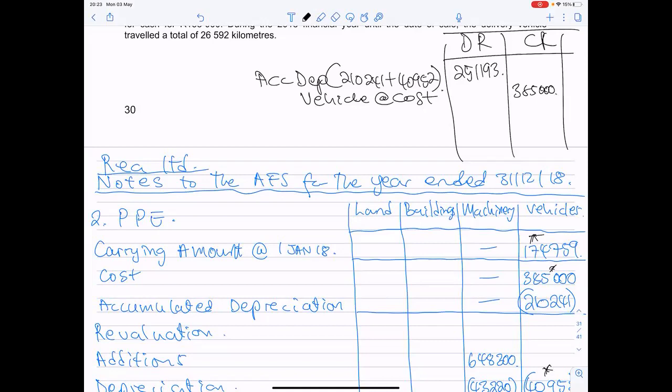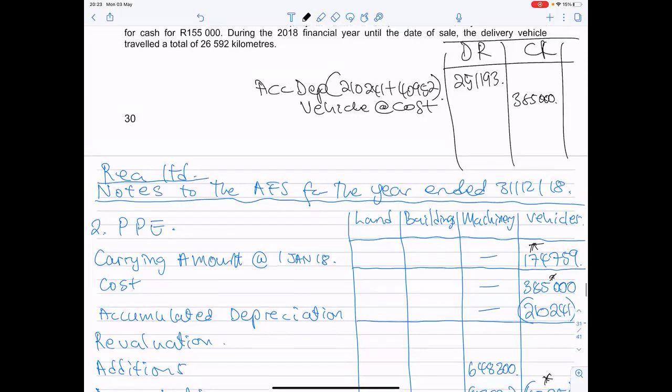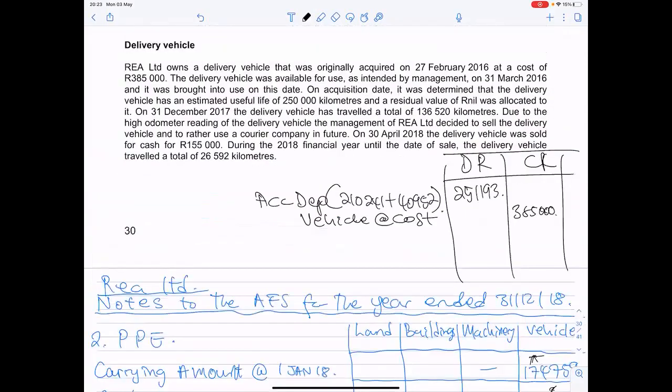Together. Then we know that the entity received the money when they sold this asset. They received cash. So we're going to debit our bank by 155,000. So you debit the bank. So the account is not balancing. So the balancing figure is going to be a profit, or it can be a loss.